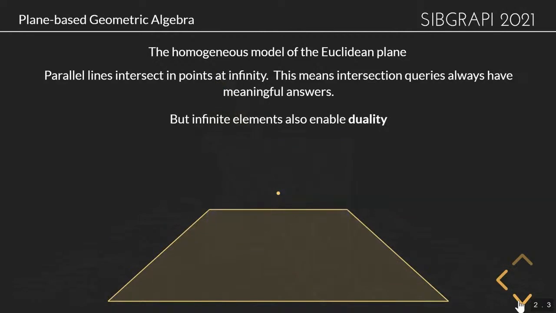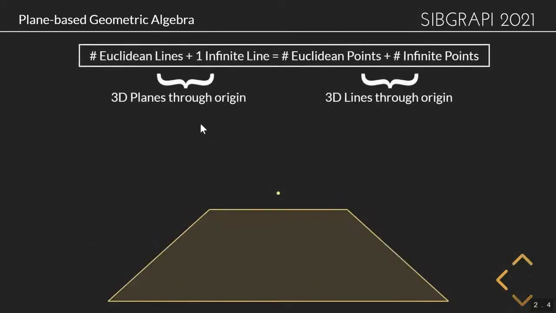These infinite elements also enable duality. So remember that we just counted all of the planes through the origin, and we associated each plane through the origin either with a Euclidean line, if it intersected, or with the infinite line, the one plane that didn't intersect. So we can actually say that if we take the number of Euclidean lines and we add one, then we get the exact number of planes through the origin. And similarly, with the lines through the origin, we did the same thing. We associated every single line through the origin either with a Euclidean point, if it intersected the projective plane, or with an infinite point, if it didn't intersect the projective plane.